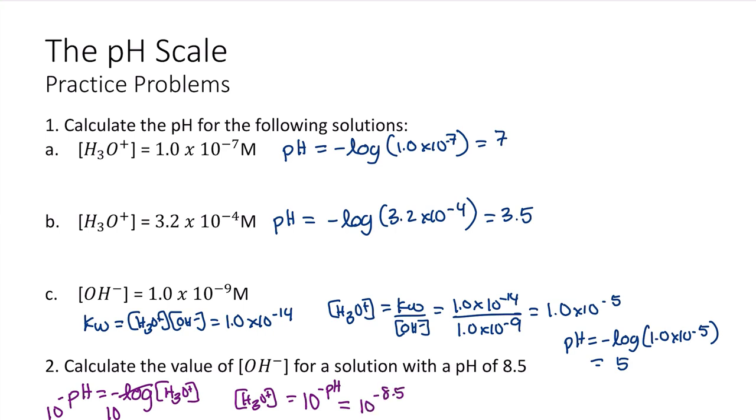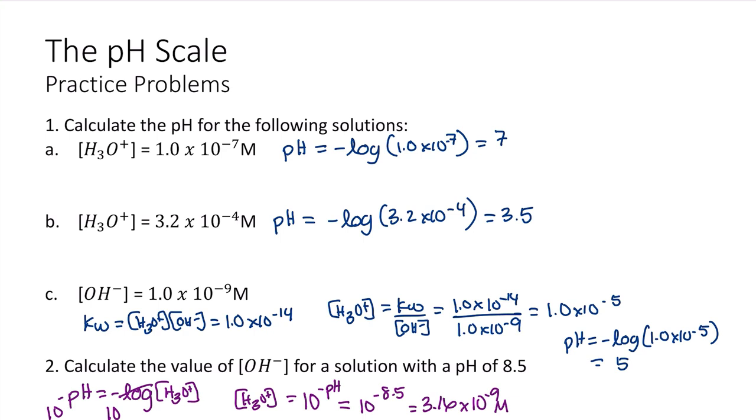This is very important. We do not express exponents with decimal points. So writing this as 1 times 10 to the negative 8.5 is not correct. You need to put that into your calculator. And when we do that, we get 3.16 times 10 to the negative 9. That is the concentration of my hydronium ion.